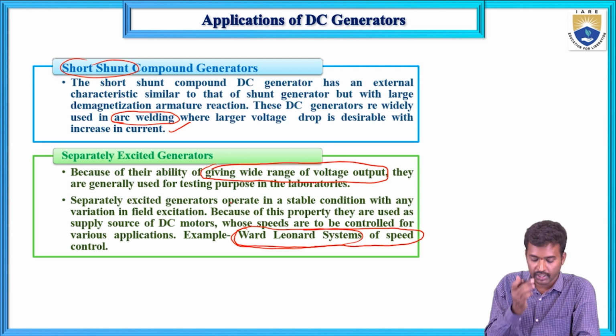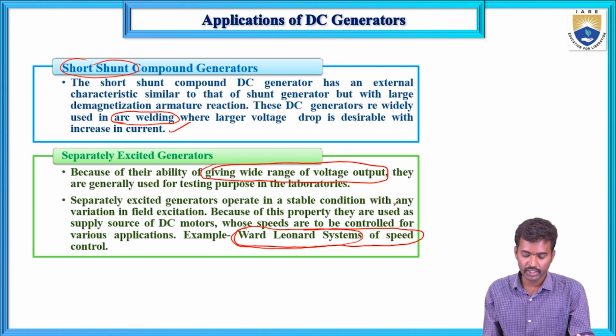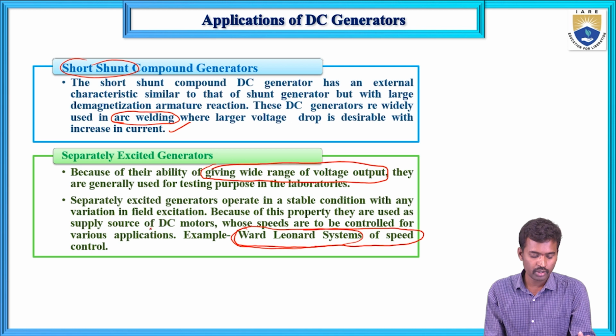Separately excited DC generators operate in stable condition with any variation in the field winding. Because of this property, they are used as supply sources of DC motors whose speed is controllable for various applications. That application is the Ward Leonard system.